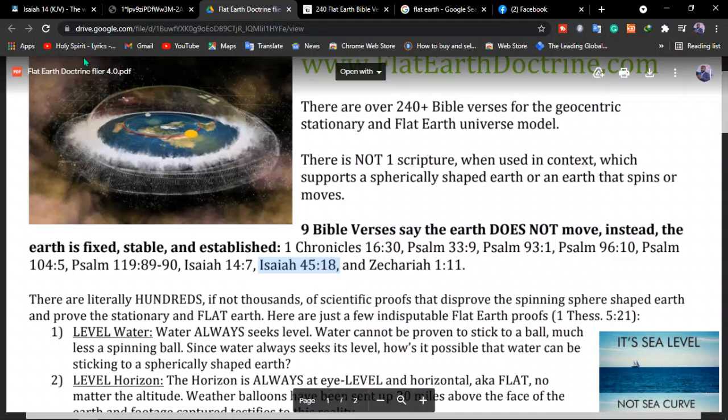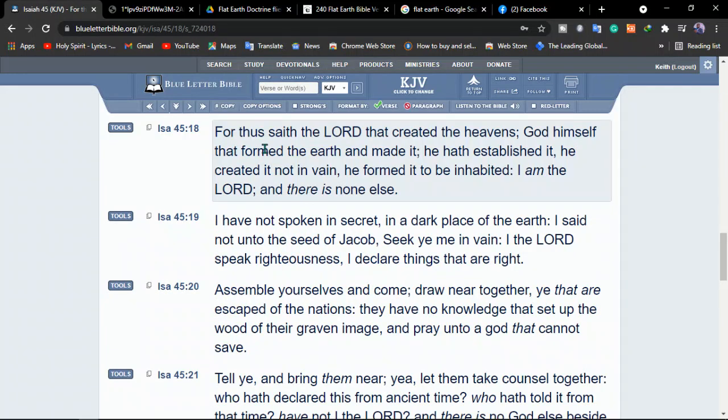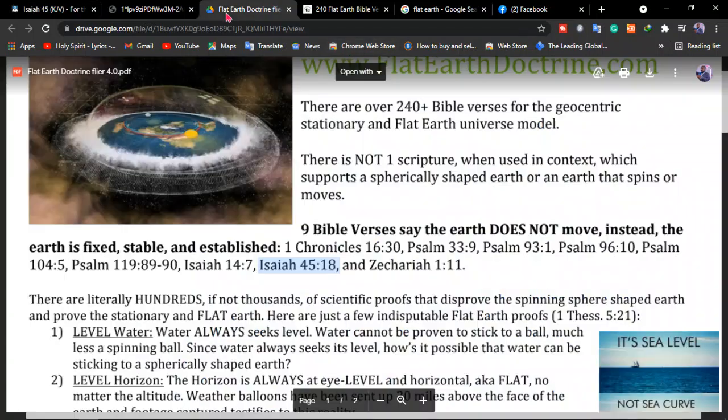Isaiah 45:18. It says, for thus says the Lord that created the heavens, God himself that formed the earth and made it. He has established it. He created it not in vain. He formed it to be inhabited. I am the Lord and there is none else. You see, he has established it. It is established. It cannot move. Are you seeing this one?